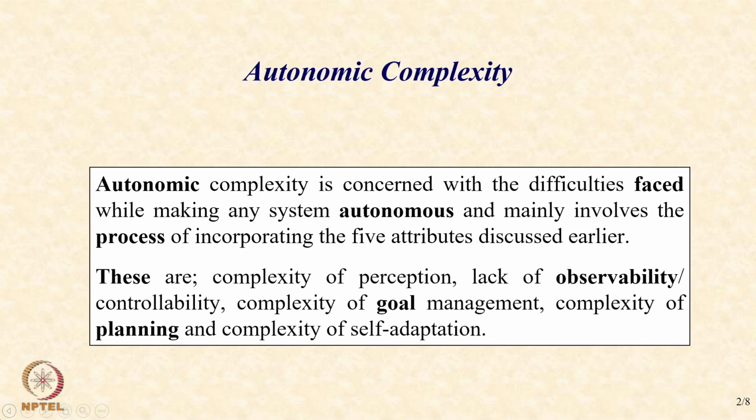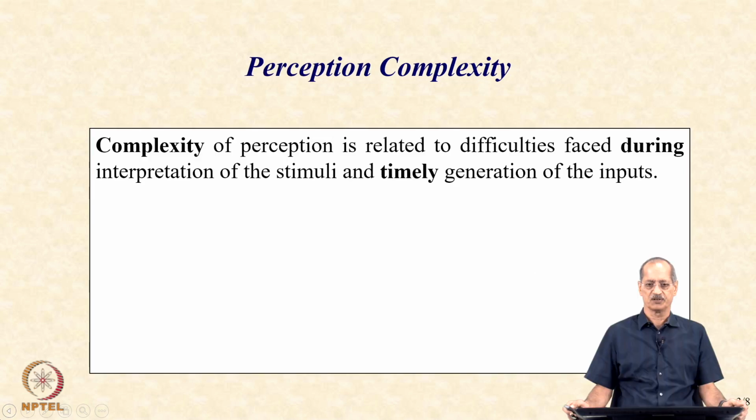So, we are going to talk about the complexity of perception, then lack of observability and controllability, which essentially is related to reflection and thereby creating the environment model, the complexity of goal management, the complexity of planning and the complexity of self-adaptation. Let us first look at the complexity that is brought in by the perception attribute.